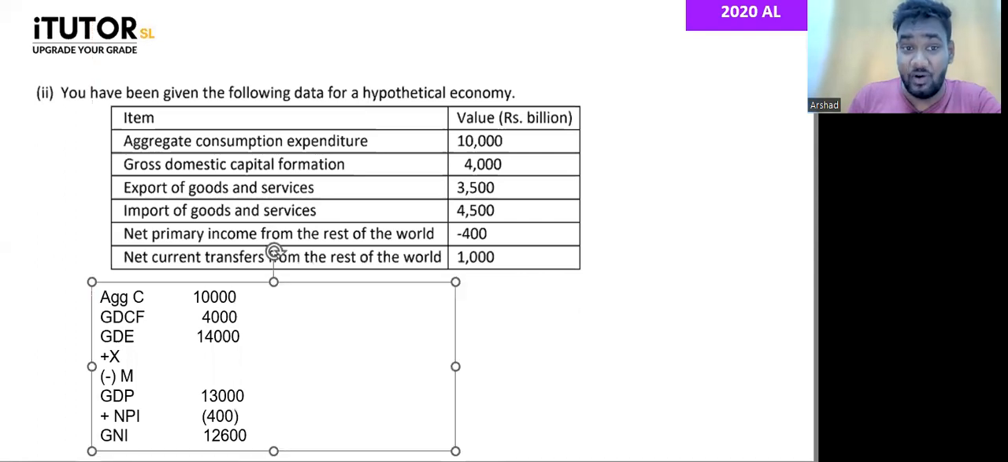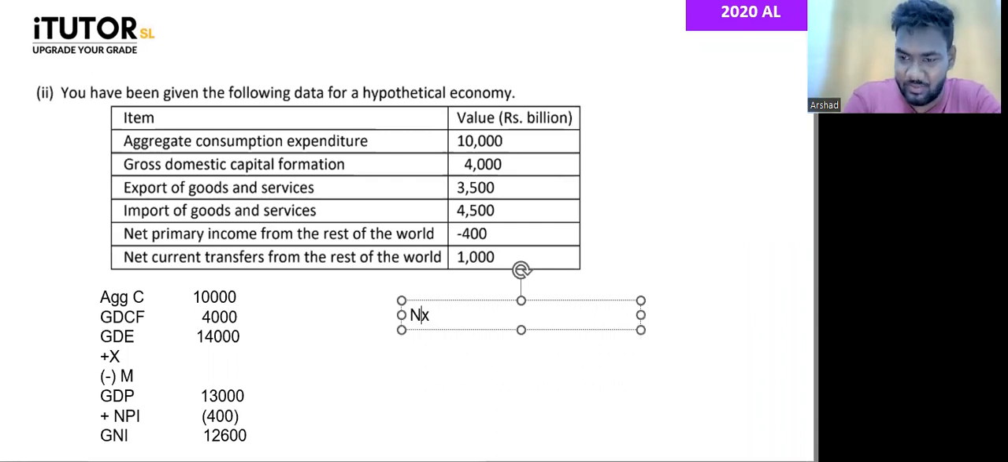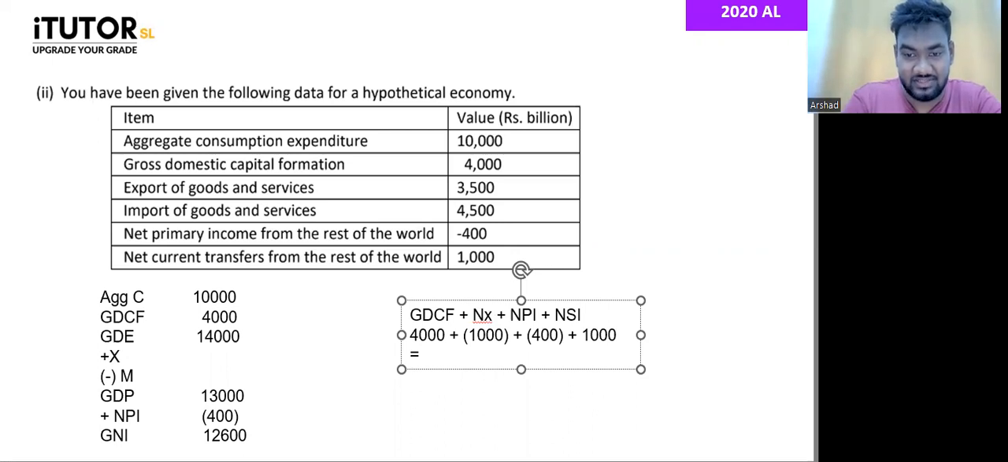The next question they are asking for is gross national savings. Don't get scared with the word gross. They're asking for national savings. So what is national savings? Gross domestic capital formation plus net exports, this is domestic savings. This one plus net primary income plus net secondary income, this is national savings. So gross domestic capital formation 4,000. Net exports 35 minus 45, that's a minus 1,000. Net primary income is a minus 400. Net secondary income is a plus 1,000. So how much is your national savings? 4,000, 5,000 gets cancelled. So 3,600. Yeah, that's your answer.